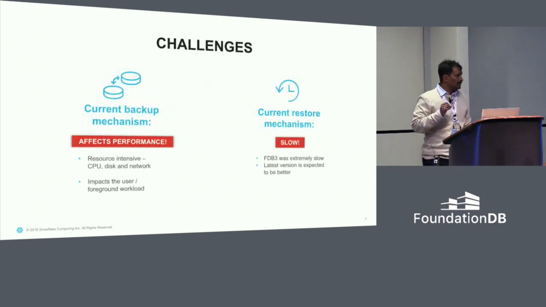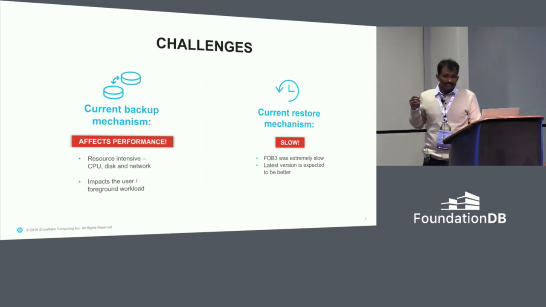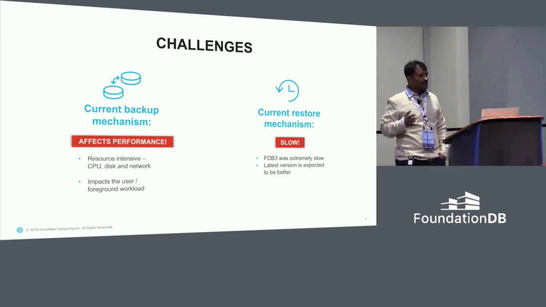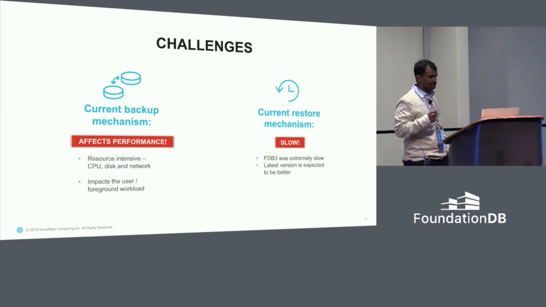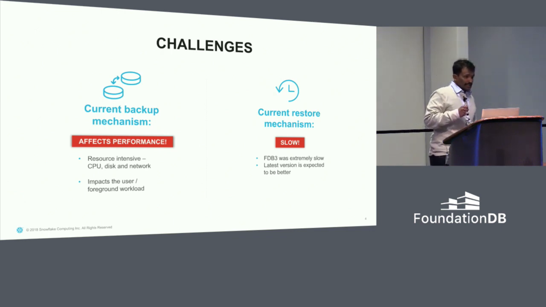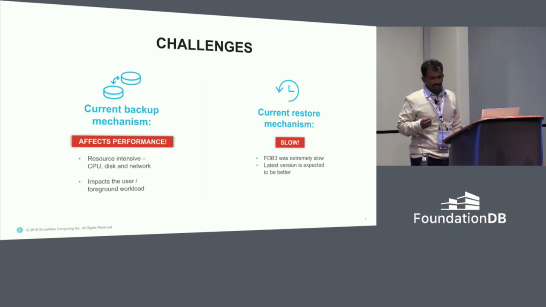As you can see, if you want to read the entire key value in the database through the FDB stack, it consumes resources like CPU, network, and disk across the FDB cluster. And that impacts the foreground workload. The current restore mechanism also consumes resources. On top of that, it is slow. The FDB 3 version that we use is extremely slow. In future versions, it is supposed to get better, but it still may not meet our performance requirements.